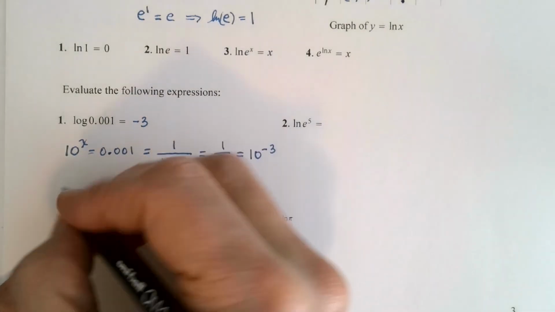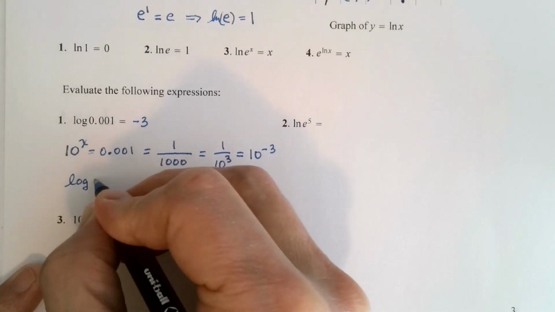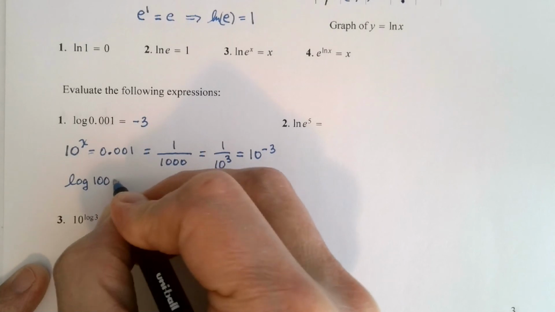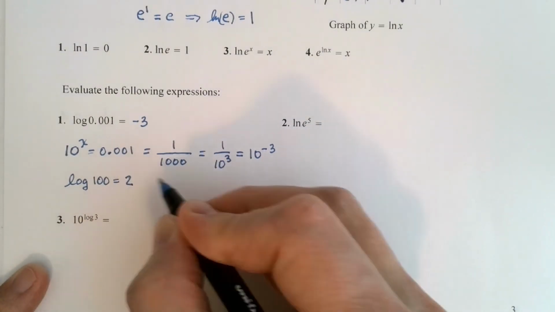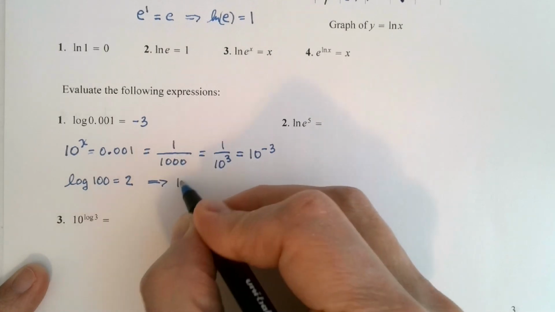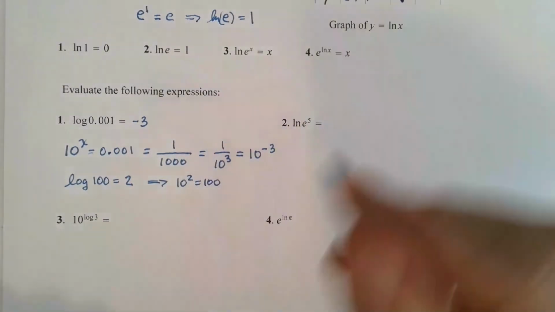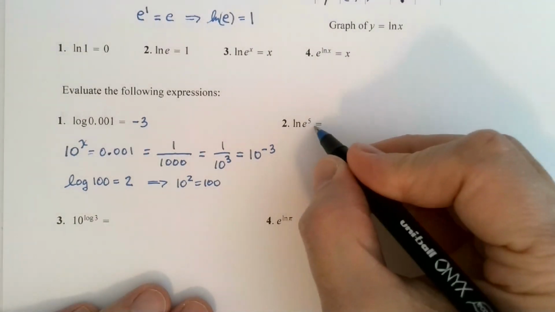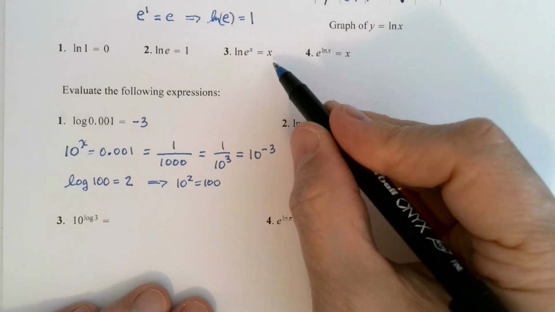Similarly, if I said, what is log of 100, what would your answer be? What's the power of 10 needed to get 100? Well, that's easy. The answer is 2, because 10 squared equals 100. What's the natural log of e to the fifth? 5. Just making use of that property right there.